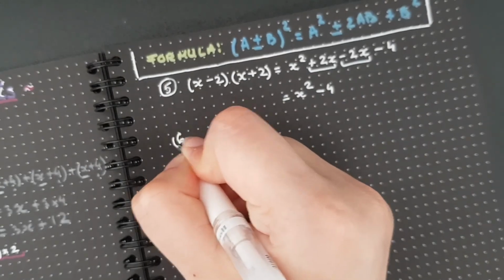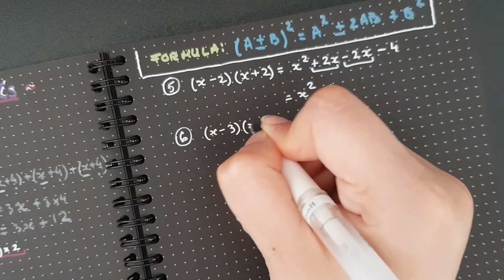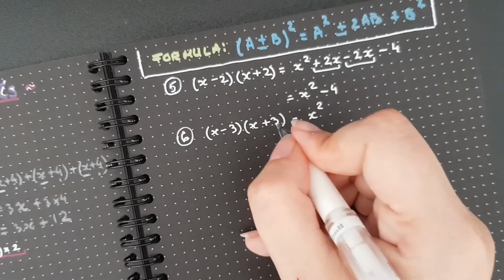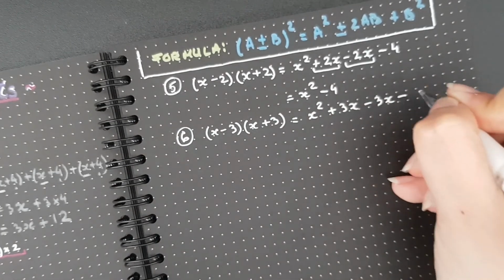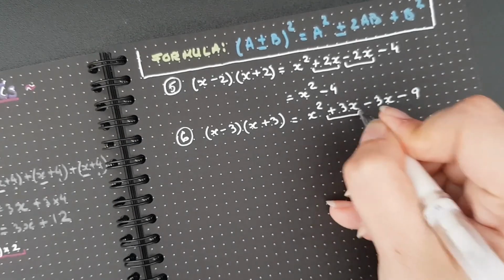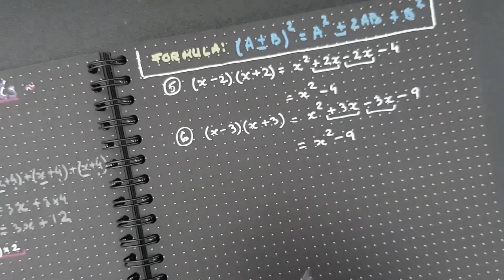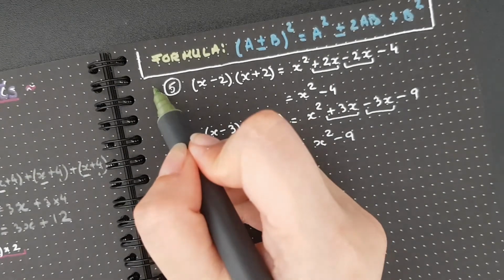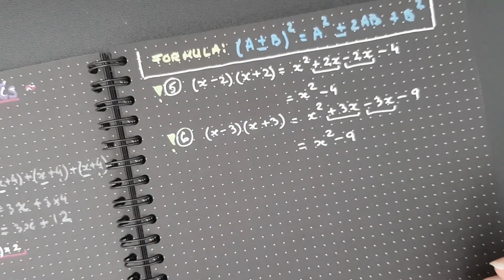Example number 6, I've got x minus 3 and x plus 3. So I've got x squared plus 3x minus 3x minus 9. Again, it follows the same pattern as on the top. I've got x squared minus 9. So again, I chose them on purpose. Another one of those that fascinated me when I first did it. It's another lovely pattern. I'm gonna put it on the side.